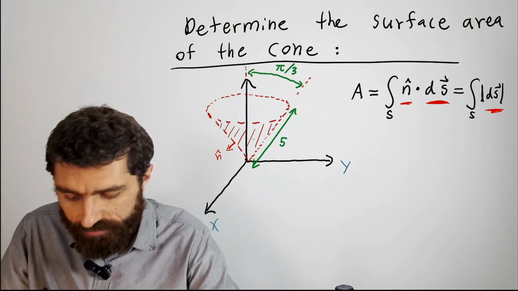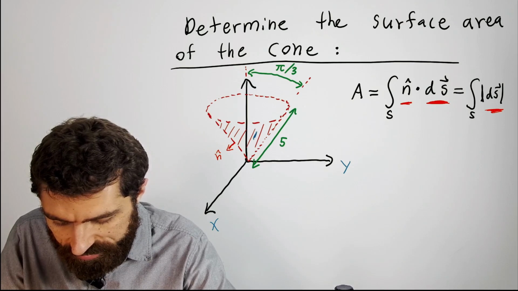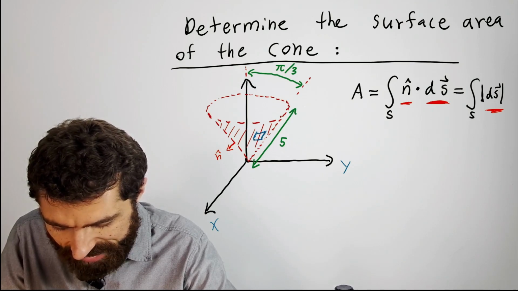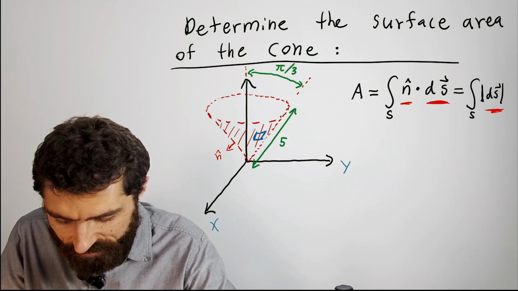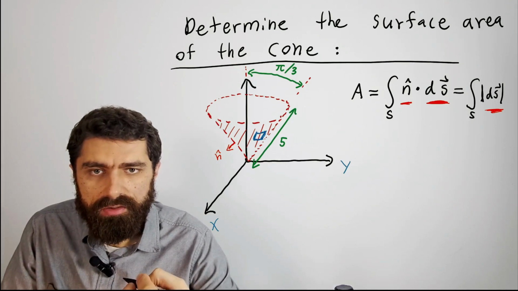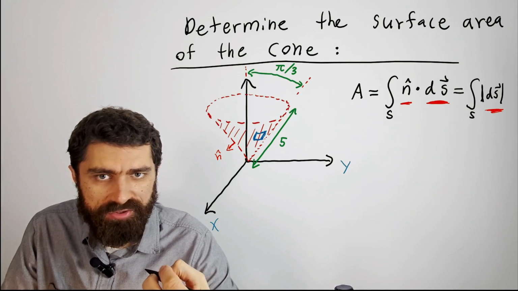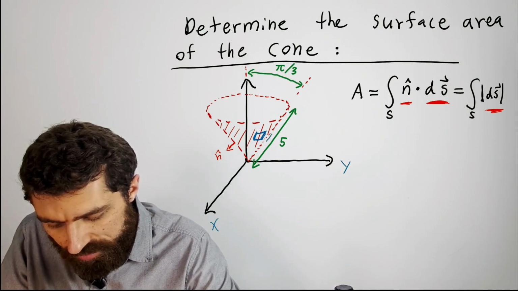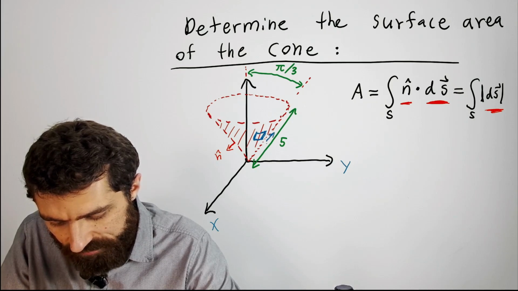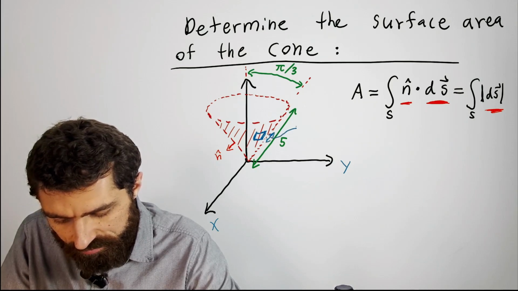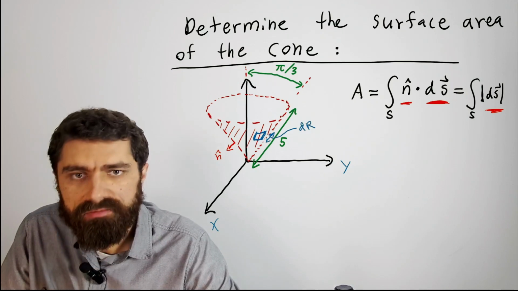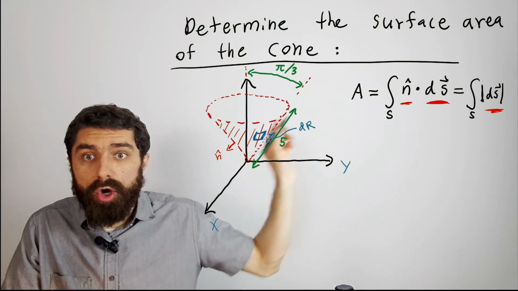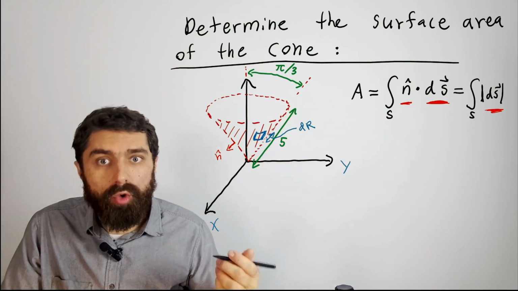Let's walk through the steps of finding that ds vector in spherical coordinates. First, you want to sketch out a little differential or small patch on your surface and consider what the surface area of a little tiny patch like that would be in spherical coordinates. So first, let's look at the dimensions here. This dimension here would just be dr because it's a small distance and it's in the r direction in the spherical coordinate system.